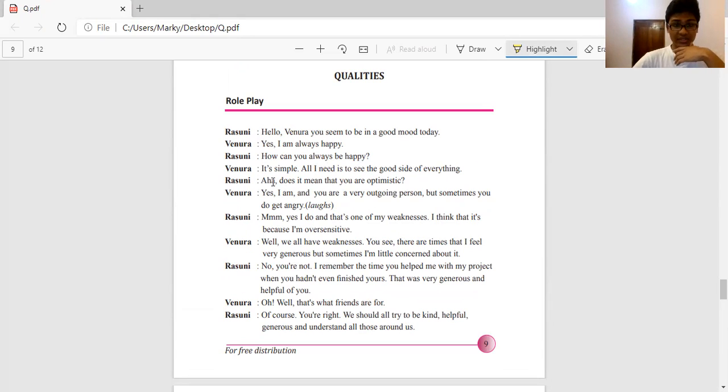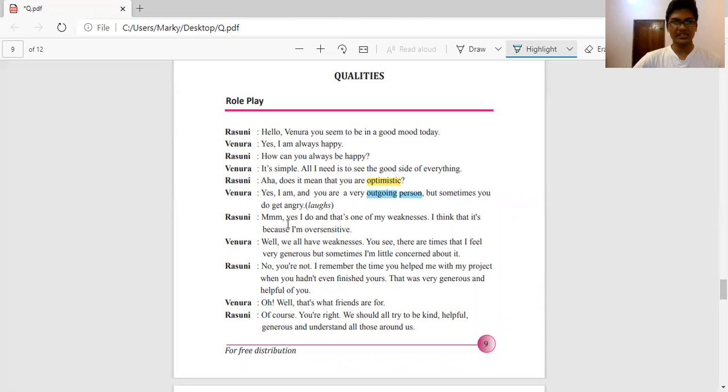So here we can see Rasuni identifying that Benura is optimistic. And that's because Benura sees the good side of everything. So that's why Rasuni says that he's optimistic. So that is a positive quality. And Benura says that Rasuni is a very outgoing person. I hope you can read the highlighted section here, outgoing person. So that means an extrovert, right? Someone who is very friendly, okay?